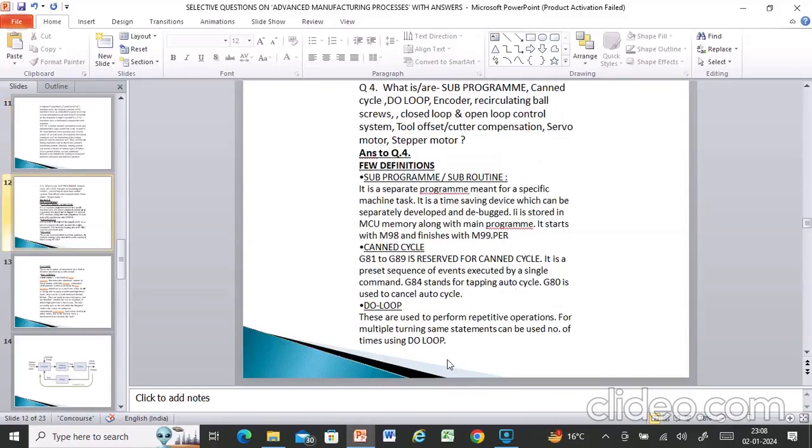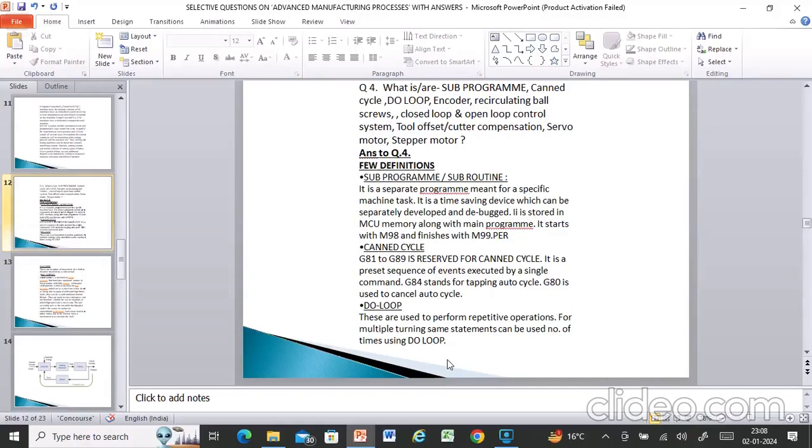Now we go to question number 4. Question number 4 says, what is or are subprogram, canned cycle, do loop, encoder, recirculating ball screw, closed loop, open loop control, tool offset, cutter compensation, servo motor and stepper motor.